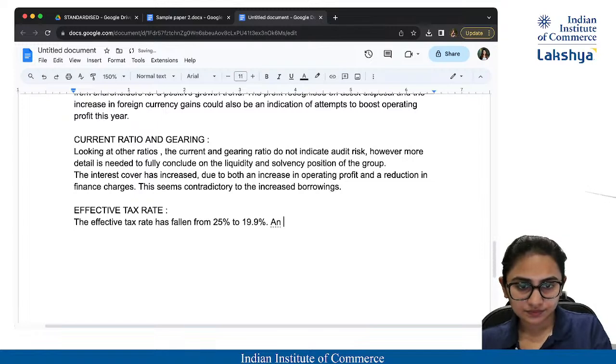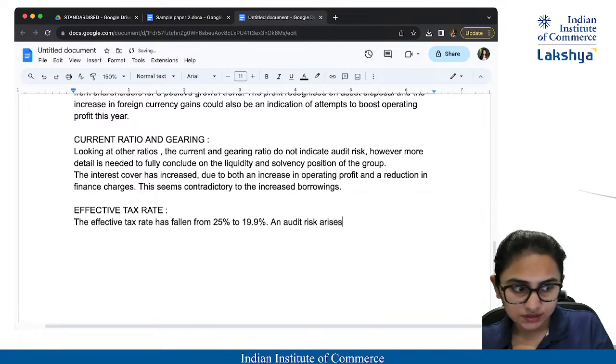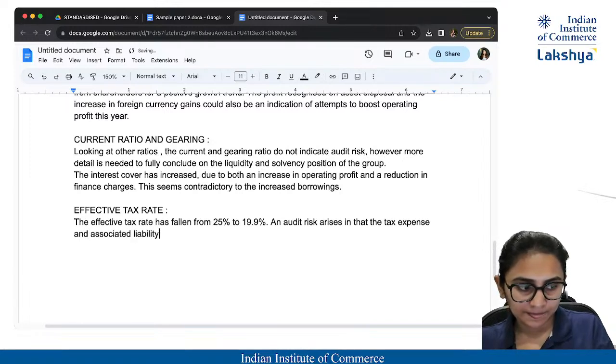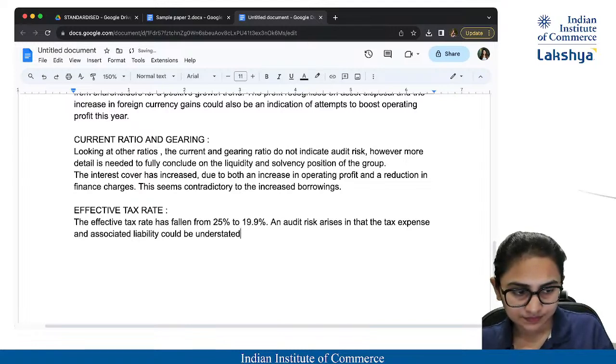And audit risk arises in that the tax expense and associated liability could be understated. This could indicate management bias.